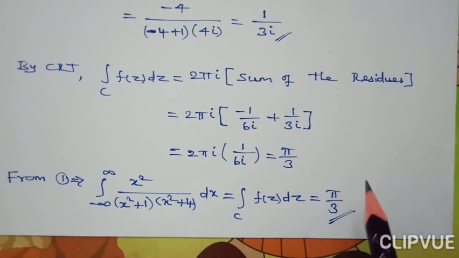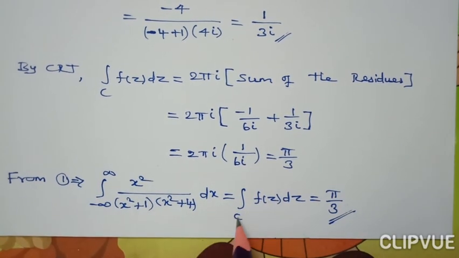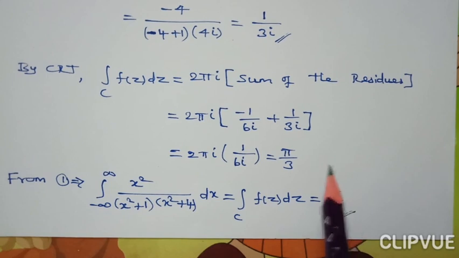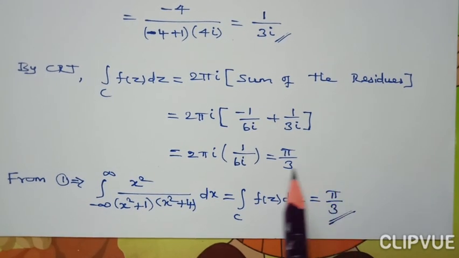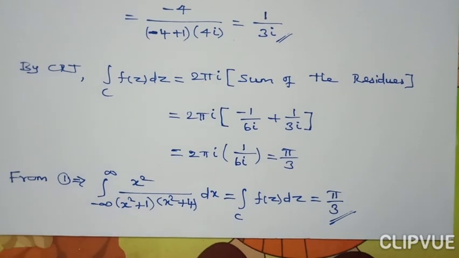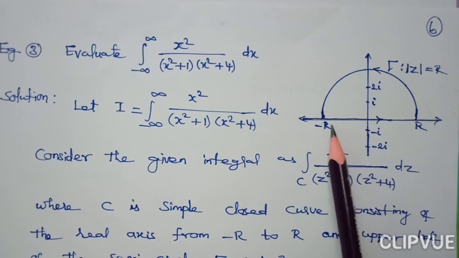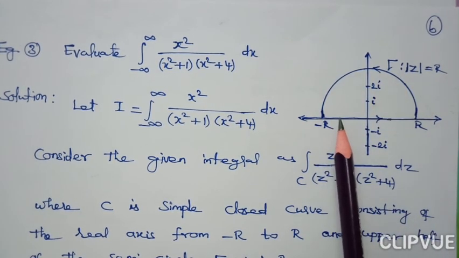So remember, in all type 2 problems, the given question we express directly in the form of the integral over C of f(z) dz. After that, apply Cauchy's residue theorem. But here in type 2, our C is a semicircle. It consists of 2 parts: one is minus r to plus r, and another one is this arc gamma.